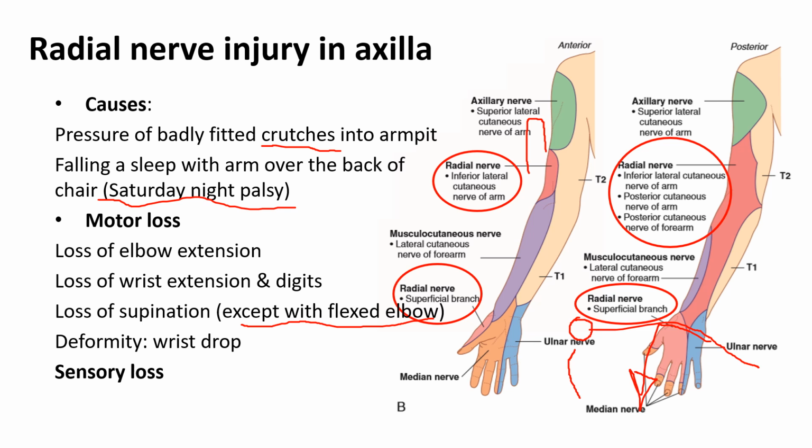Sensory loss follows the sensory or cutaneous branches of the radial nerve. In the arm, we have the inferior lateral cutaneous nerve of arm and the posterior cutaneous nerve of arm. In the forearm, we have the posterior cutaneous nerve of forearm and the dorsal aspect of the hand with the lateral 3.5 fingers on the dorsal aspect up to the nail bed.